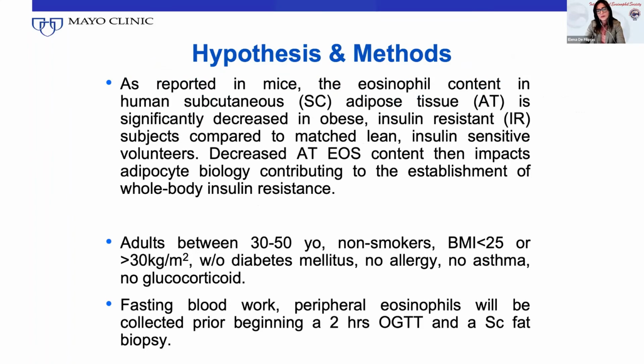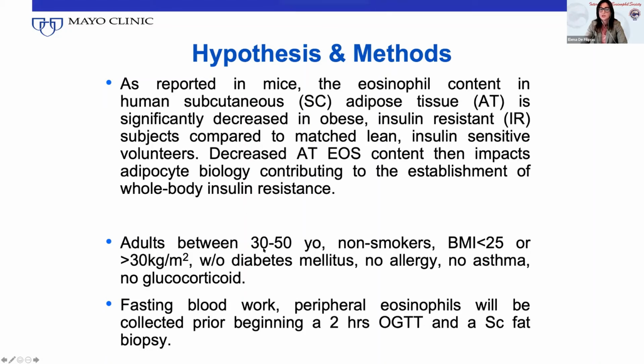So starting with this hypothesis, the next step clearly is we treat patients in clinic, so what is happening to our patients with obesity. We hypothesized that, similarly to our experience in mice, when looking at adipose tissue from subjects with obesity and insulin resistance, we would find a decreased amount of eosinophils, and we felt that that reduced content of eosinophils could be affecting adipose tissue biology. So how did we try to answer our question?